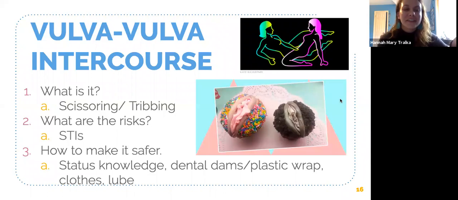And then vulva-vulva intercourse. Sometimes that's referred to as scissoring or tribbing. It's when one vulva is pressed up against another. There are also risks of STIs in this situation because you would be having skin-to-skin contact as well as possible transmission of fluids. Same sort of ideas to make it safer: know each other's status, use dental dams or plastic wrap. You can even rub your vulvas with clothes on, or lube. Also, lube is great.